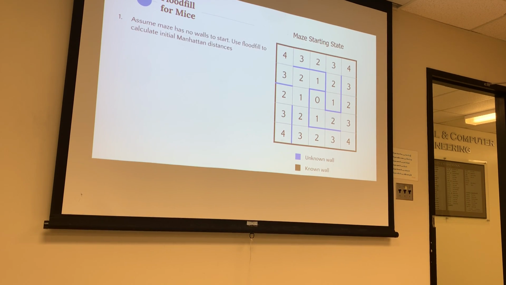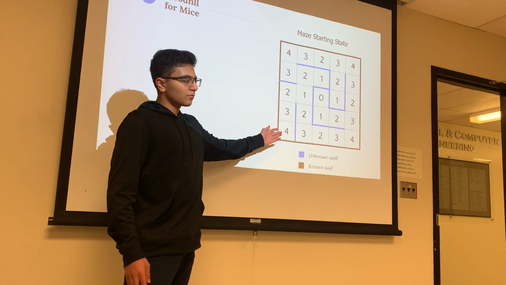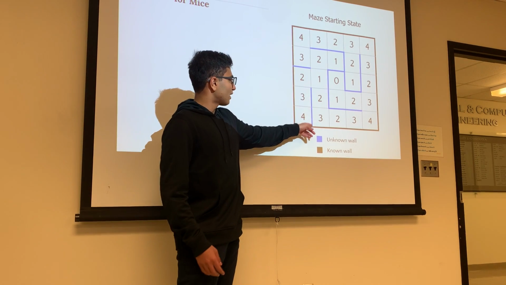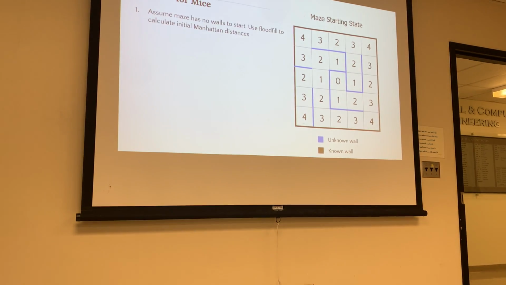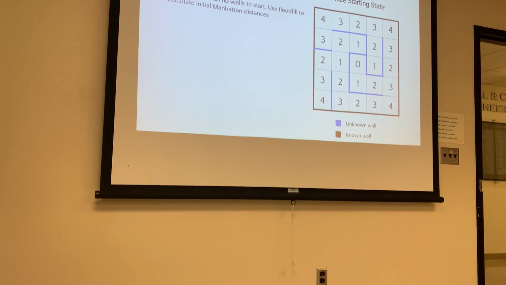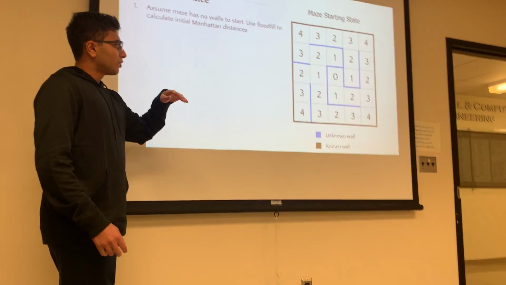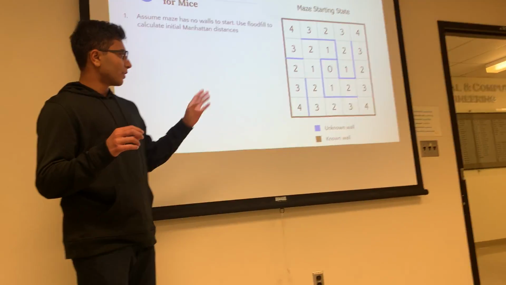So for the Floodfill for the mouse, this is the pseudocode for the overall algorithm. Basically what you want to do is start with the assumption that you don't know any of the walls. So your Manhattan distances will look like these, no matter what at the beginning. And the reason for that is because the mouse doesn't actually know that any of these walls exist at the start, so it just assumes that there are no walls. And then essentially at the beginning you just use Floodfill, which is the algorithm that calculates these distances to fill your entire maze in your mouse's memory with the Manhattan distances.